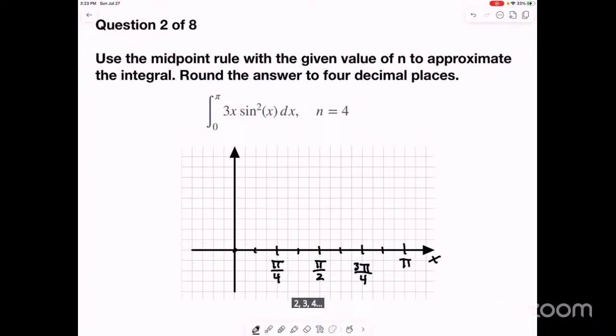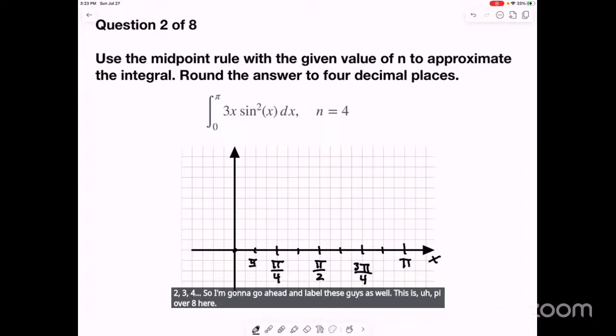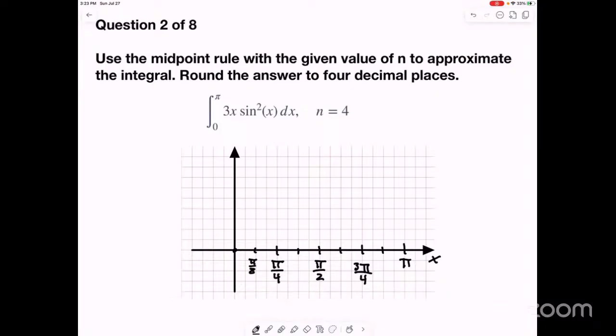So I'm going to go ahead and label these as well. This is pi over 8 here. 1, 2, this is 3 pi over 8. 3, 4, this is 5 pi over 8. 6, 7 pi over 8. Okay. So if we're using the midpoint rule, the halfway is like the pi over 8.